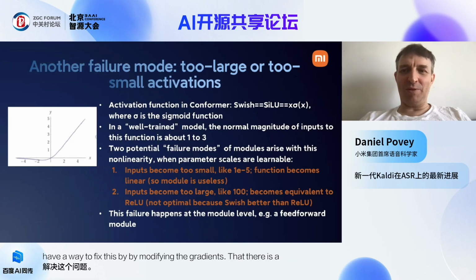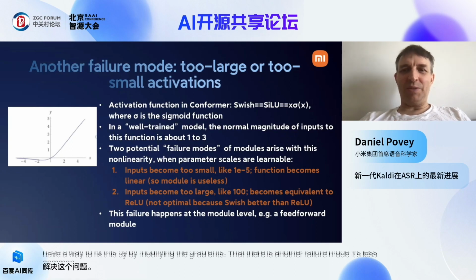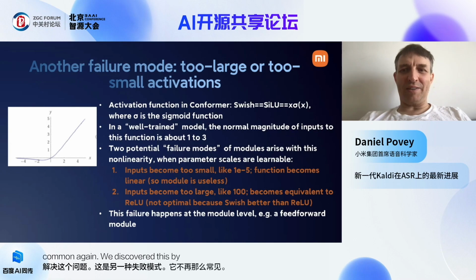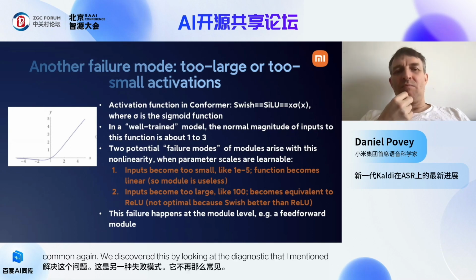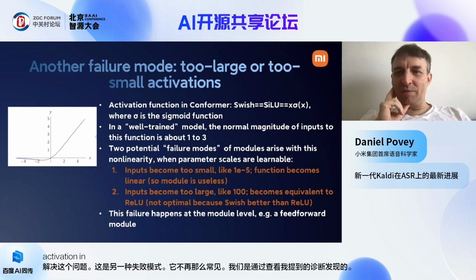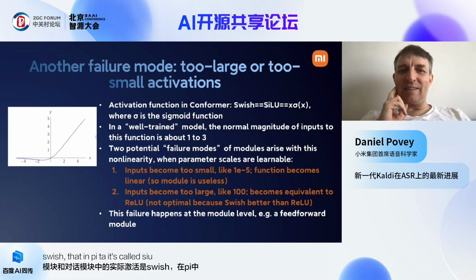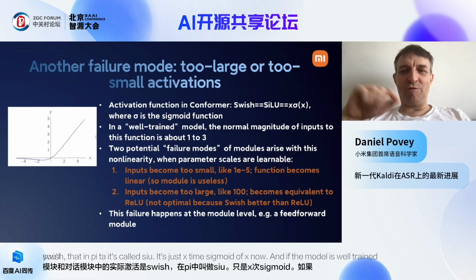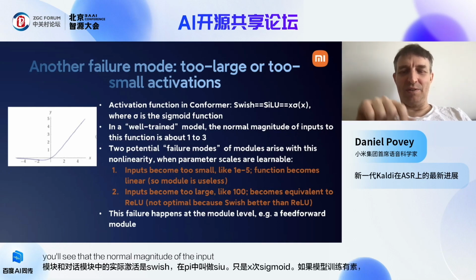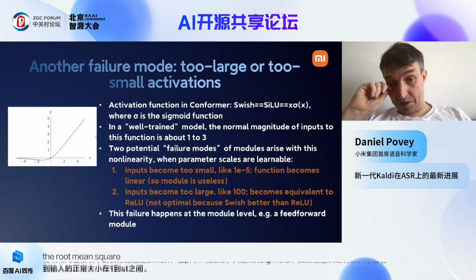There is another failure mode that's less common. Again, we discovered this by looking at the diagnostics that I mentioned. The actual activation inside the feed-forward modules, and also the convolution module, is something called Swish, that in PyTorch is called SiLU. It's just x times sigmoid of x. Now, if the model is well trained, you'll see that the normal magnitude of the input to this SiLU will be between about 1 and 3. That's the root mean square value of a dimension.